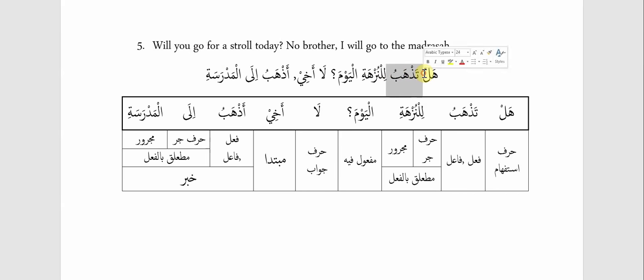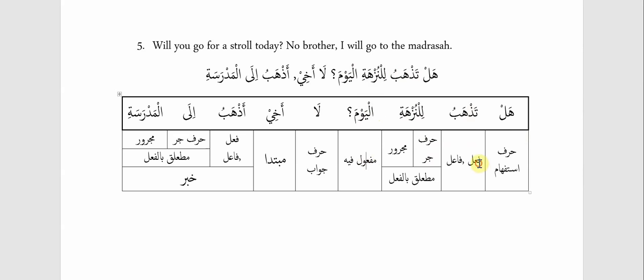So, you go. For a stroll, nuzhatu is a stroll, but because you're saying for, you're going to have the particle lam. And lam is in the harf jar category. Ba, kaf, lam. And because of that, it's going to cause the noun to take kasra, to go into majroor. That's why you have lin nuzhati. You have jar majroor. So will you go for a stroll? And al-yawma, today, is your maf'ul fi.